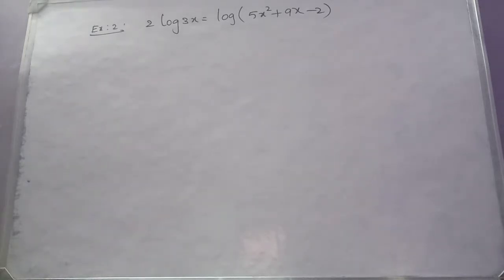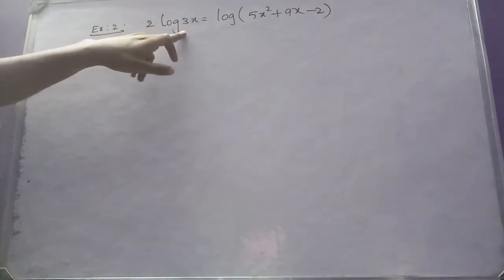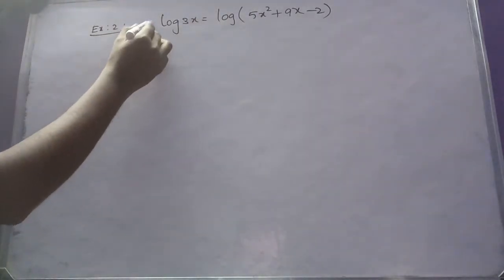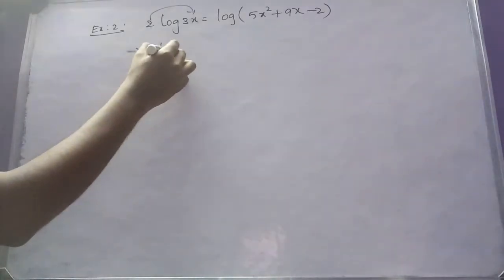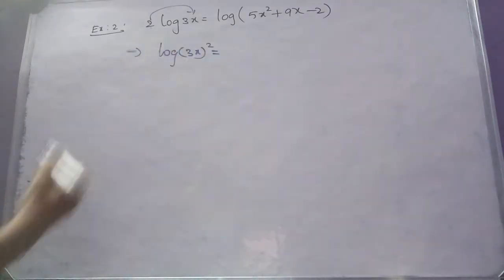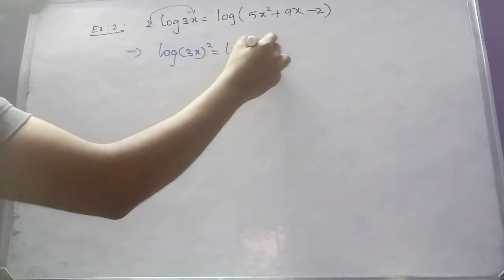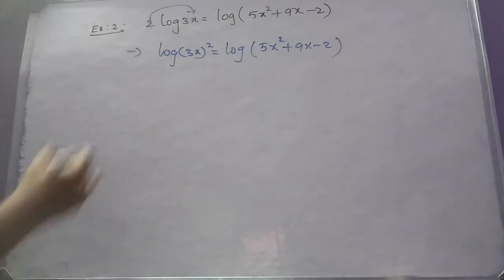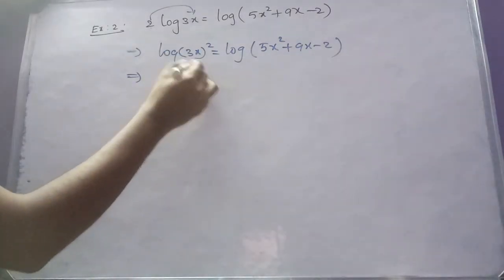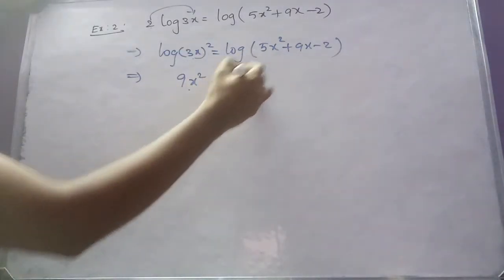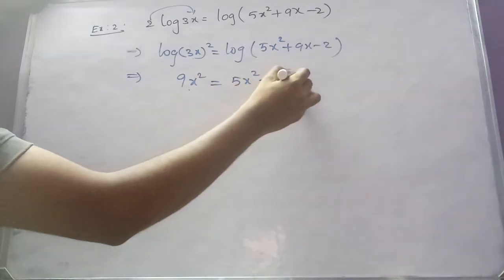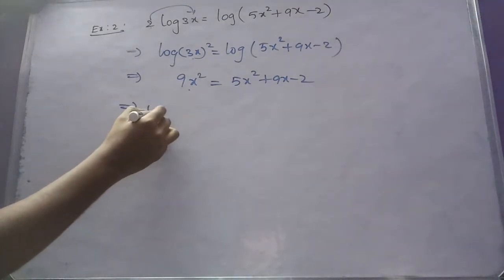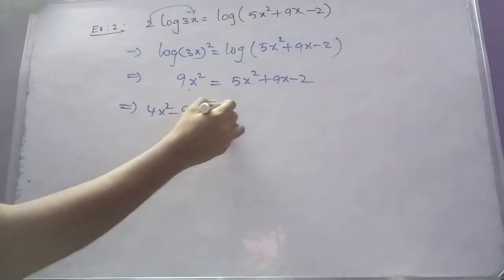Here is an example. We are supposed to solve 2 into log 3x is equal to log of this. So take 2 as the power of 3x. Log of 3x whole square is equal to log of 5x square plus 9x minus 2. Now you can ignore log on both sides. If you ignore log on both sides, you will get 3x whole square means 9x square is equal to 5x square plus 9x minus 2. Take all the terms to the left side. You will get 4x square minus 9x plus 2 equal to 0.